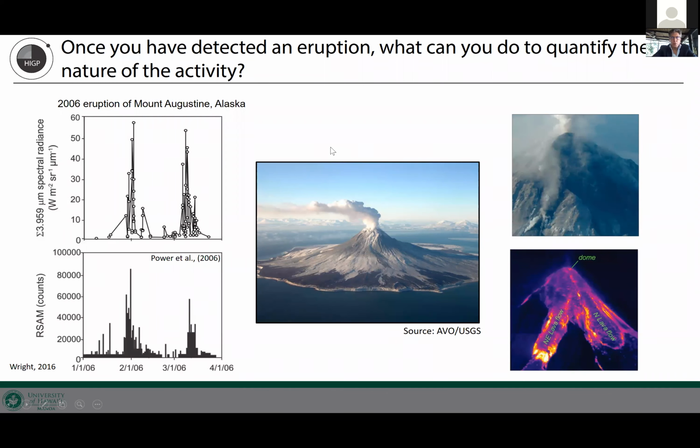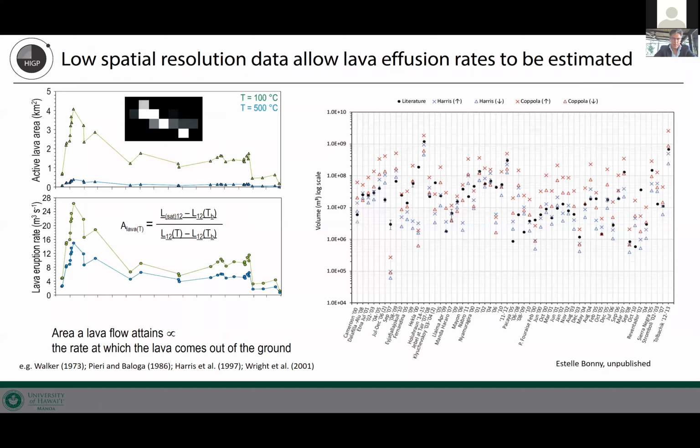So what can you do once you've detected the radiance from a volcano over time in low spatial resolution data? Well, you can just add up the radiance values, and that's a good proxy for the intensity of the eruption and how it varies through time. So this might be enough for you. You might just be interested in looking at plots like this to work out when the activity is escalating and when it's de-escalating. So that's really easy to generate.